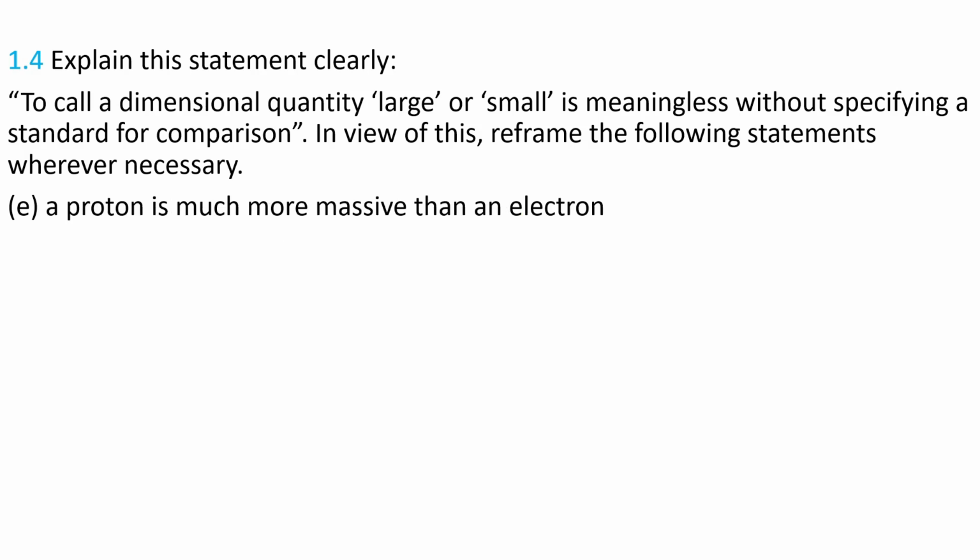Now the fifth statement is the proton is much more massive than an electron. So the mass of a proton is compared to that of an electron. Here this statement needs reframing. It is comparing the mass of a proton with respect to that of the electron, and obviously the mass of the proton is much larger as compared to that of the electron. So here the reference is the mass of the electron, and the mass of the proton is compared to it and is higher.